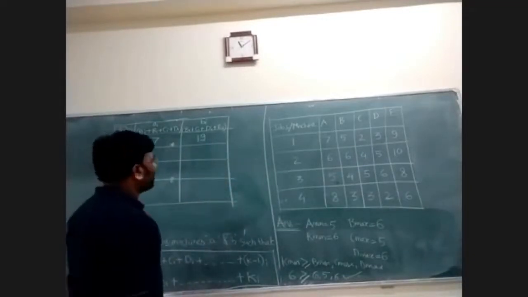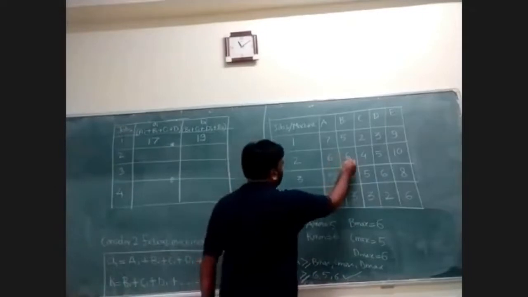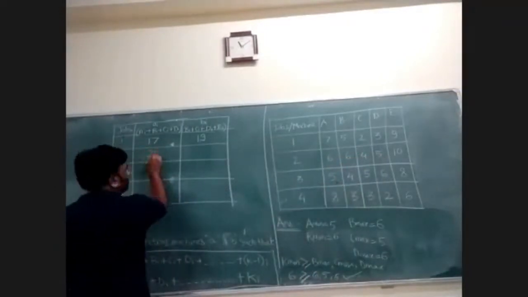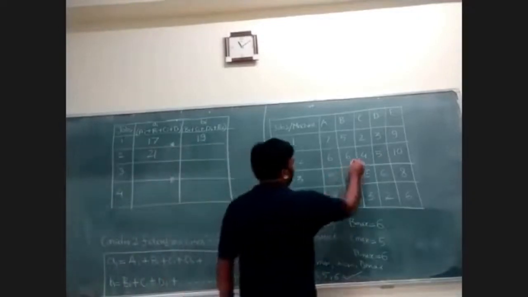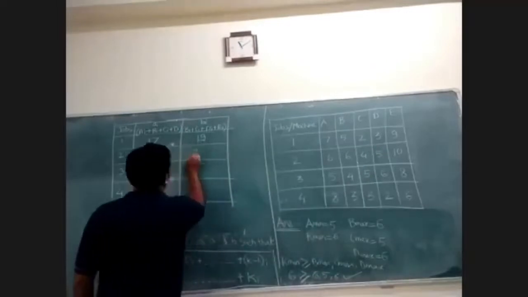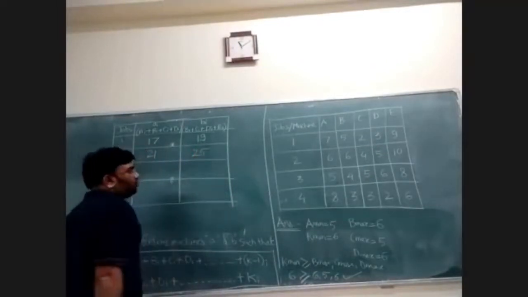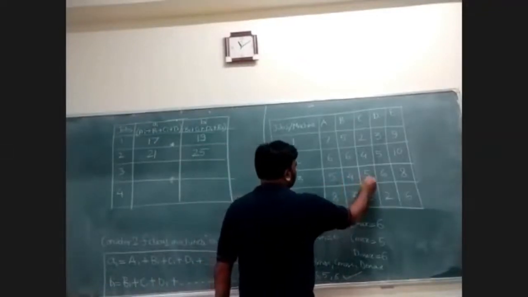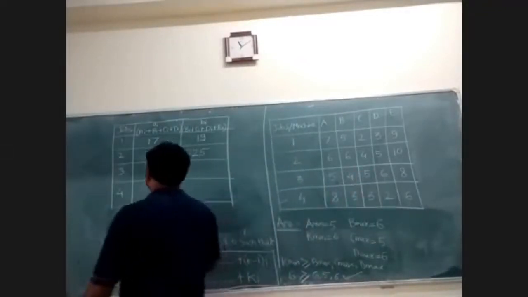Let's move with our second job. It is 6 plus 6 is 12, 12 plus 4 is 16, 16 plus 5 is 21. Next, 6 plus 4 is 10, 10 plus 5 is 15, 15 plus 10 is 21. For our third job, it is 5 plus 4 is 9, 9 plus 5 is 14, 14 plus 6 is 20.